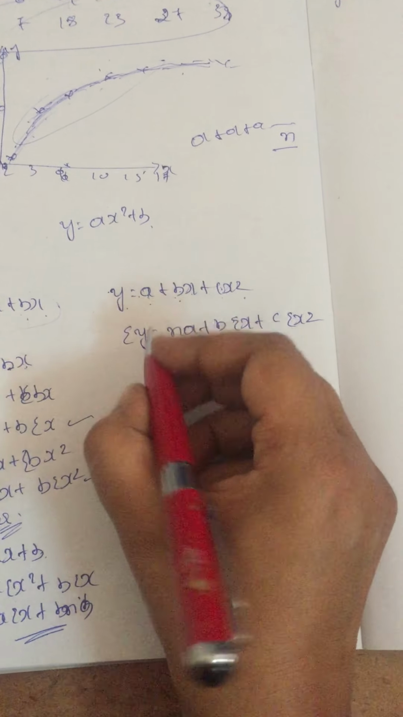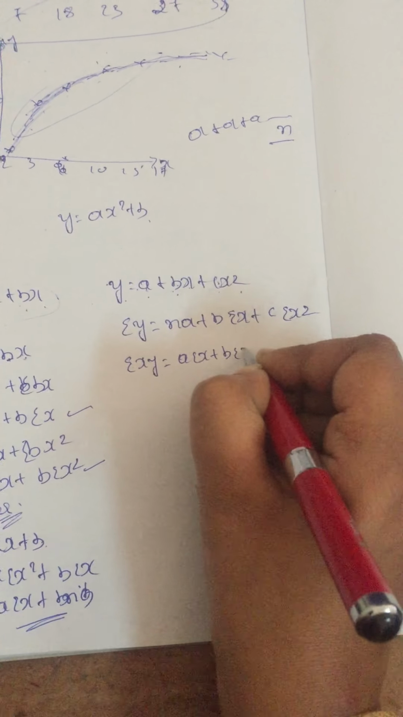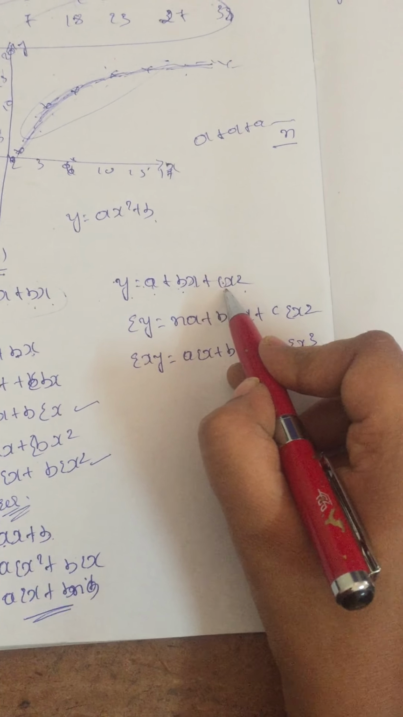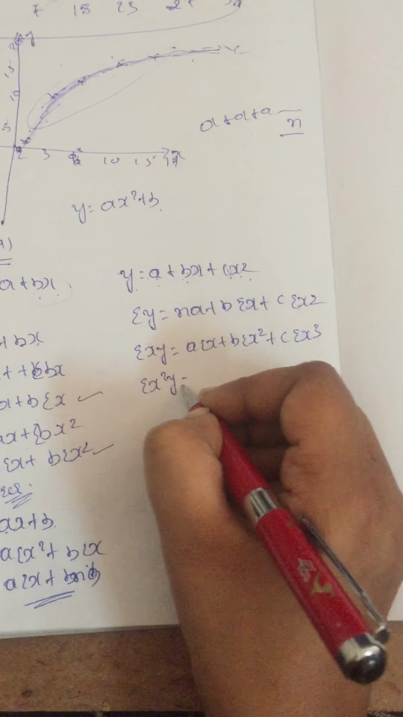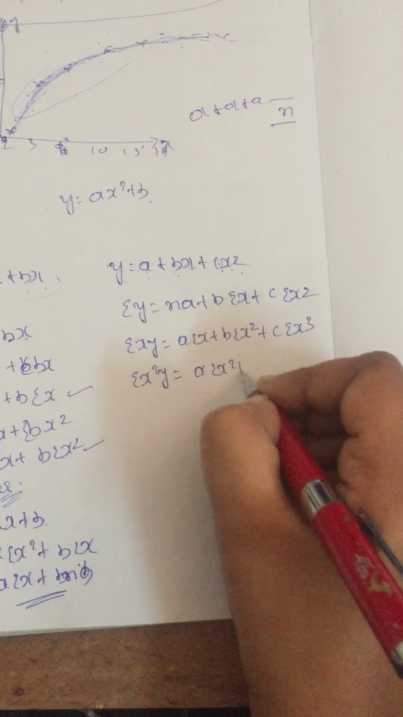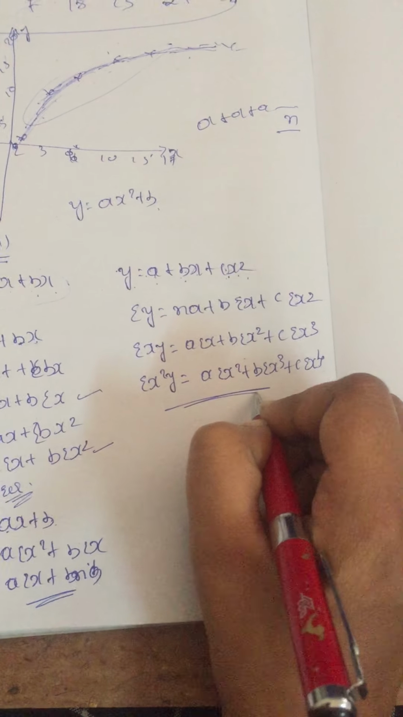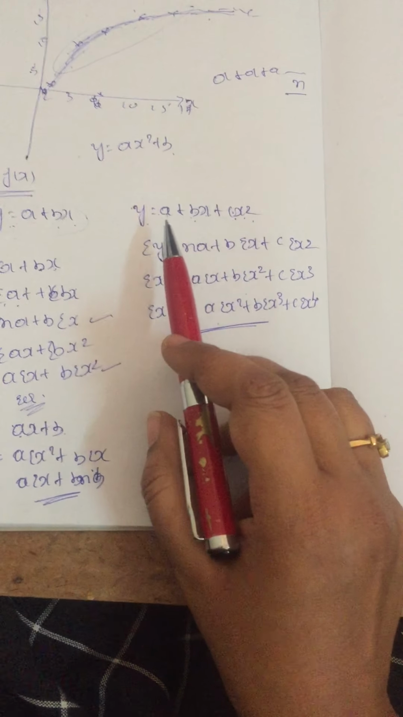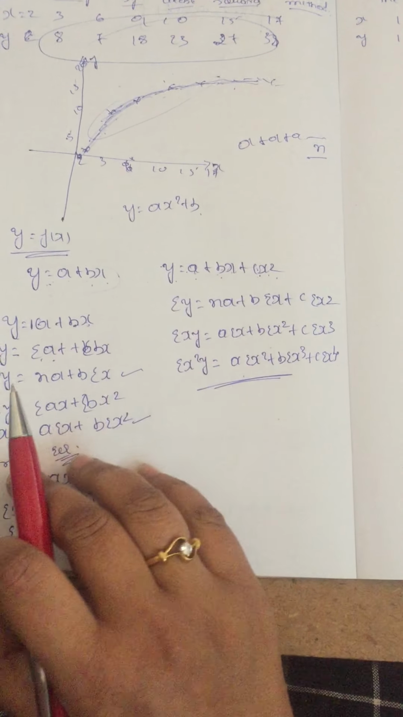So multiply by x on both sides: summation xy is equal to a into summation x plus b into summation x square plus c into summation x cube. The third parameter is c, whose coefficient is x square, so multiply by x square on both sides: summation x square y is equal to a into summation x square plus b into summation x cube plus c into summation x to the power of 4. Now simplify to find the a, b, c values and substitute them in the equation. That equation is the relation of the given data.